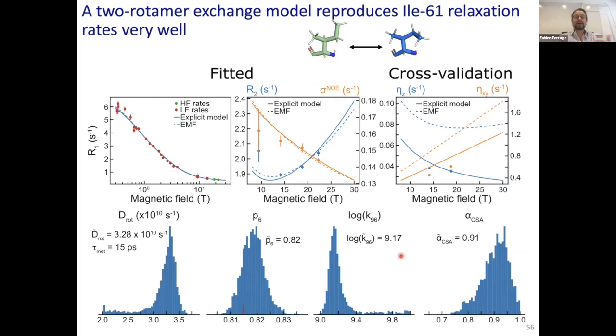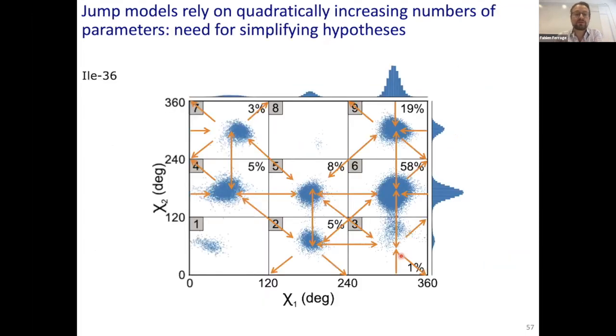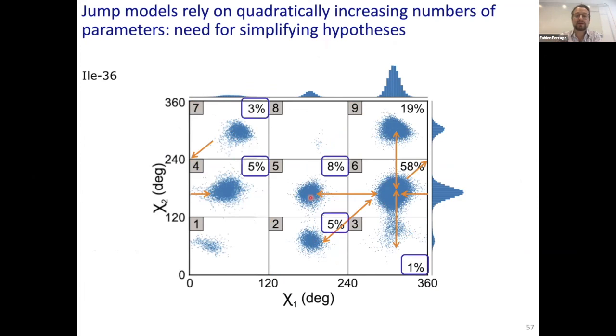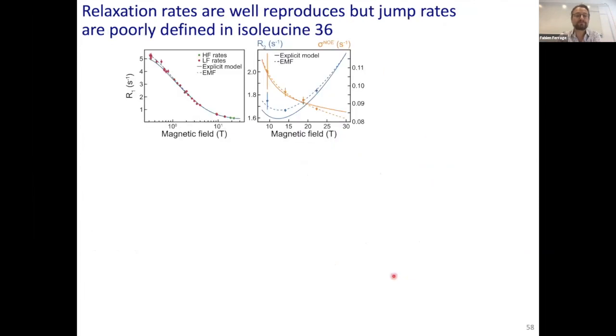Of course, it didn't work that well for all the side chains, but I'll show you a very complicated case. It's isoleucine 36. If we want to explicitly represent jumps, my goodness, you have dozens of rates to consider. So we had to make a series of approximations. First, we only considered transitions between the major state and the minor states. And we also had to set the populations of all these minor states. Nevertheless, we still have 9 parameters to fit, and you'll see that this may be a bit too many.